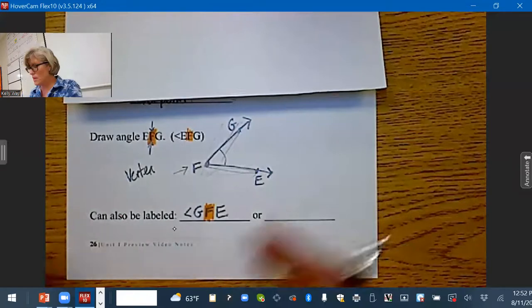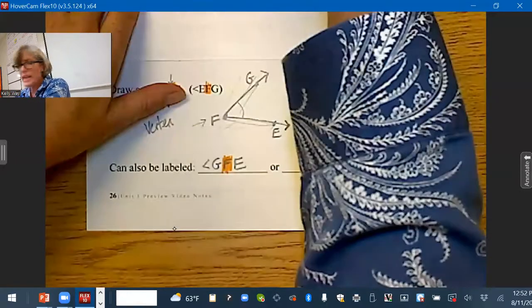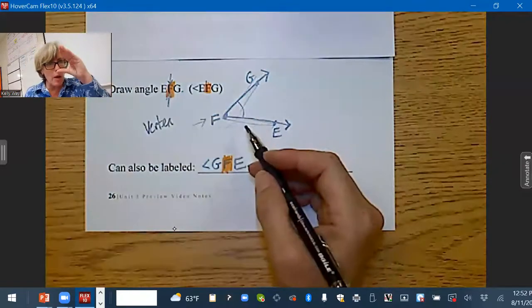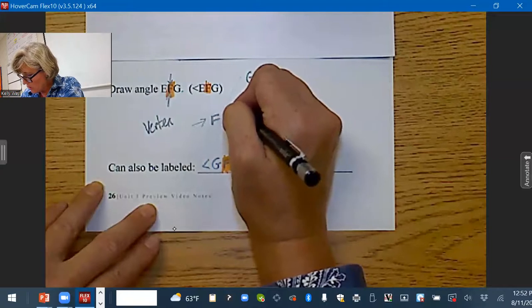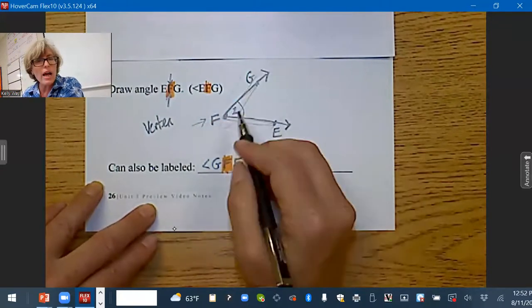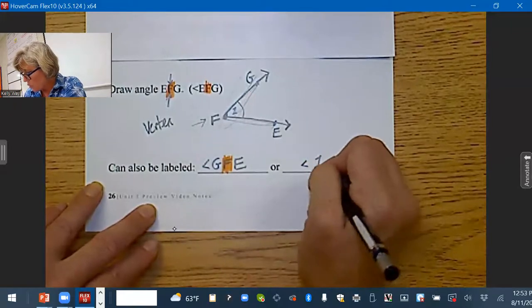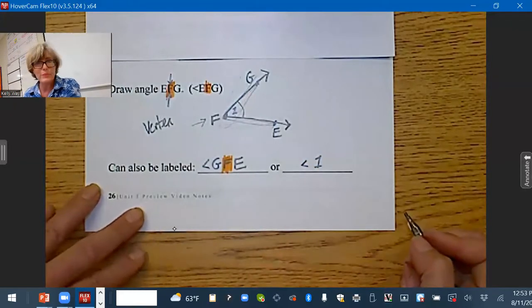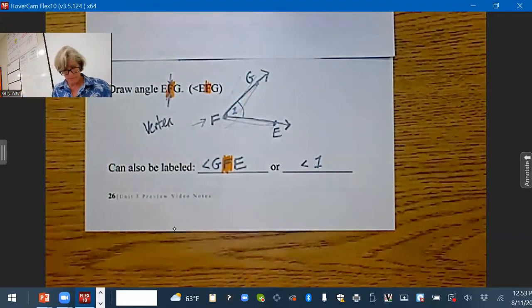Or just to make things interesting, if I have a very complex diagram, I can add a number in the mouth of the angle, and I can name it by that singular number. So I can call this angle 1 if I wanted to. Turn the page.